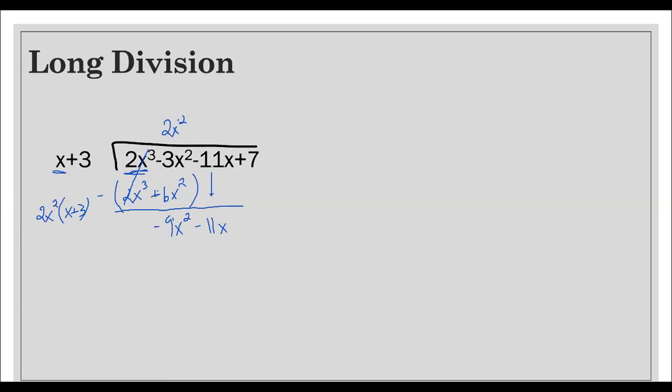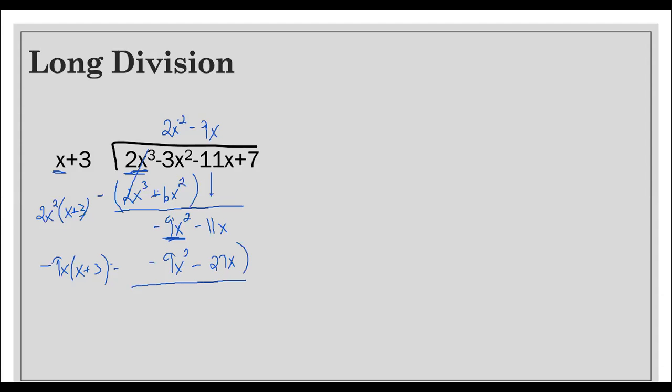Okay? And now we have to say, again, we're going to look at our leading term, this negative 9x squared, and our x. So we have to multiply this by negative 9x, right? So again, this line is going to be negative 9x times x plus 3. And that's going to be negative 9x squared minus 27x.